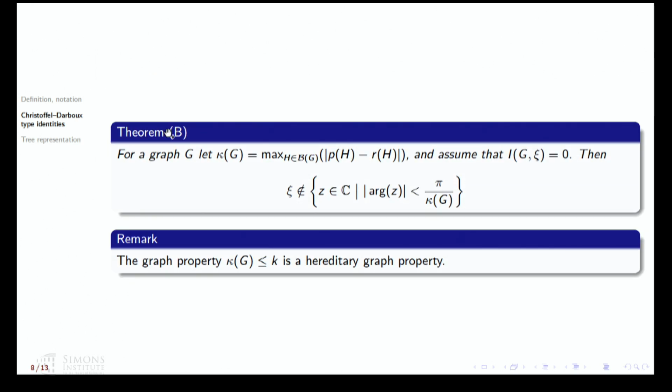Because it's about induced graphs. So B was the set of all induced bipartite connected subgraphs. So if I take a smaller graph, this set will be just smaller. So the maximum could be only smaller. Okay. So if I say at most kappa, then it is a hereditary graph.